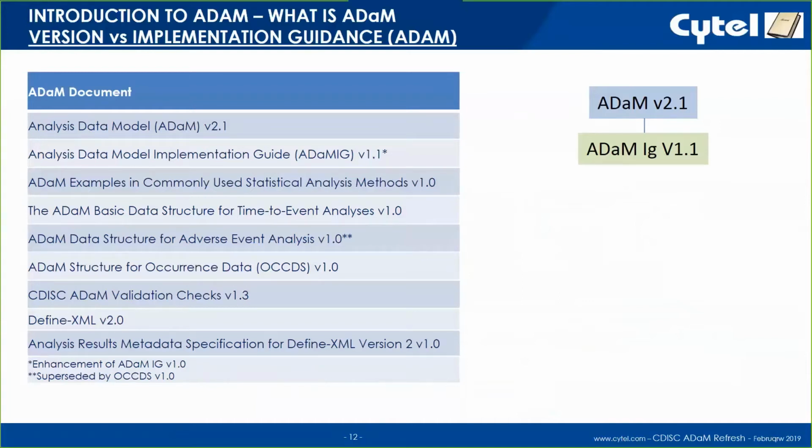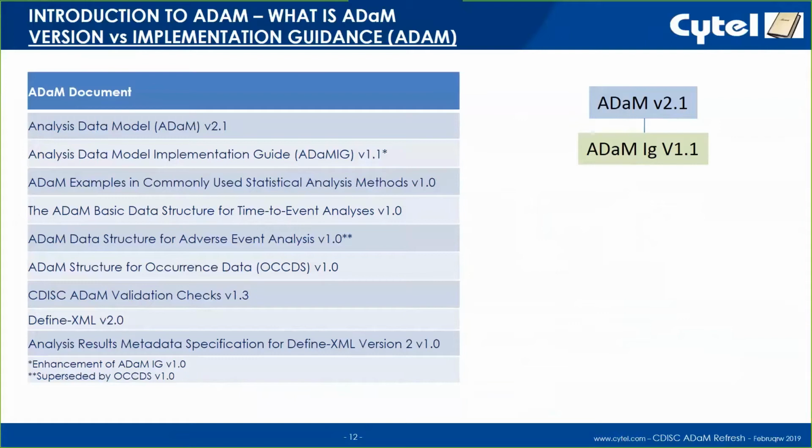So, for example, the ADaM standard 2.1 was released, I think, sometime around 2009, together with the first version of the implementation guidance. And the implementation guidance 1.1 was released, I think, a few years later. But the new implementation guidance, the 1.1, did not require any change in the standard. So the standard remained the same. It's just the implementation guidance that changed because it provided more details.